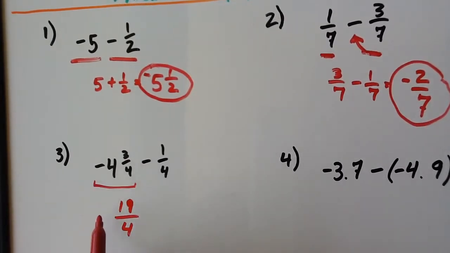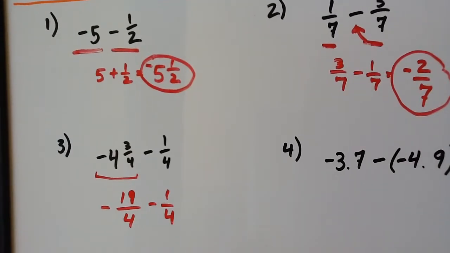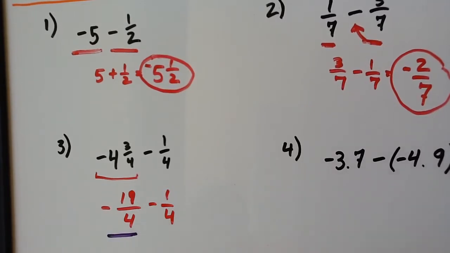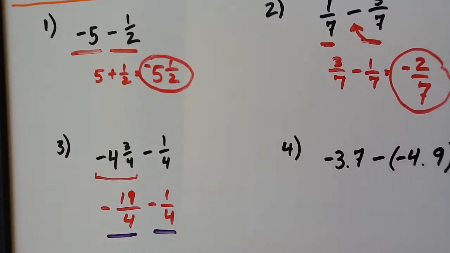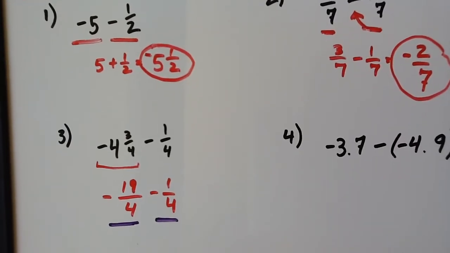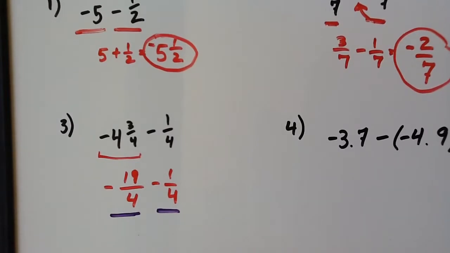Of course, this is a negative number, so it's -19/4. I still need to subtract 1/4. When I'm looking at this, do they have the same sign or different signs? Well, -19/4, that's a negative number, and this is -1/4. So they are both negative numbers. They have the same sign. And because they have the same sign, I need to add them and keep the sign.